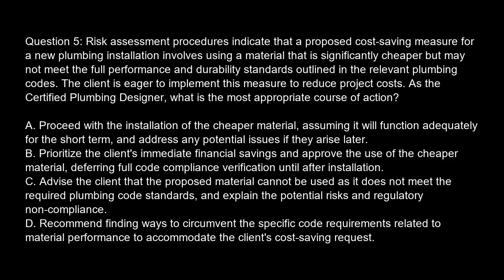Option A. Proceed with the installation of the cheaper material, assuming it will function adequately for the short term, and address any potential issues if they arise later. Option B. Prioritize the client's immediate financial savings and approve the use of the cheaper material, deferring full code compliance verification until after installation. Option C. Advise the client that the proposed material cannot be used as it does not meet the required plumbing code standards, and explain the potential risks and regulatory noncompliance. Option D. Recommend finding ways to circumvent the specific code requirements related to material performance to accommodate the client's cost-saving request.